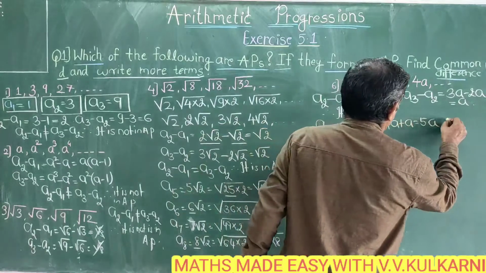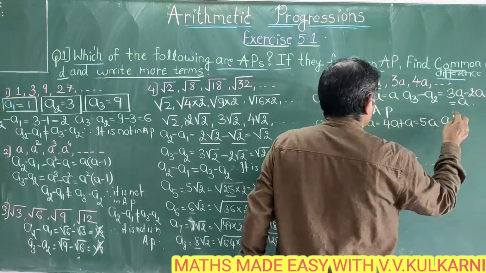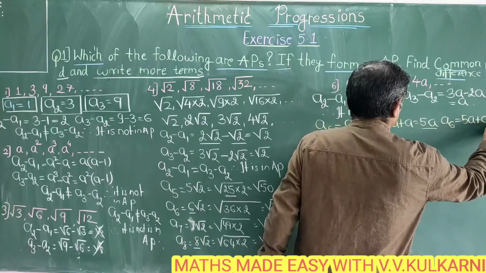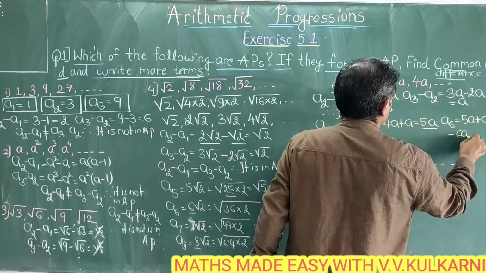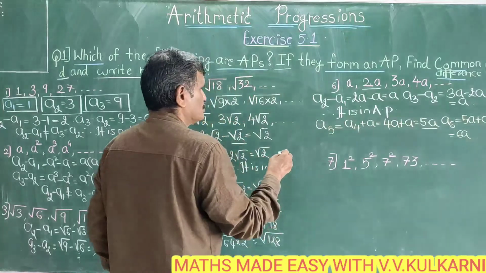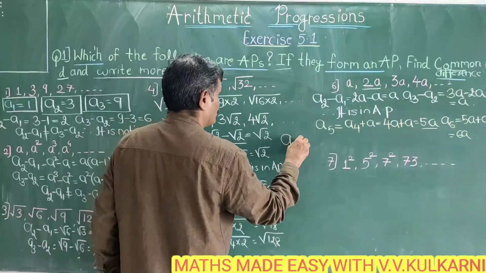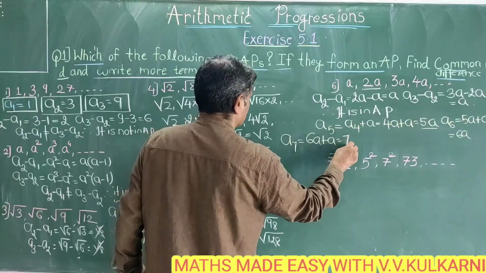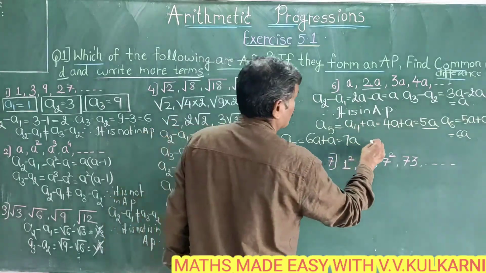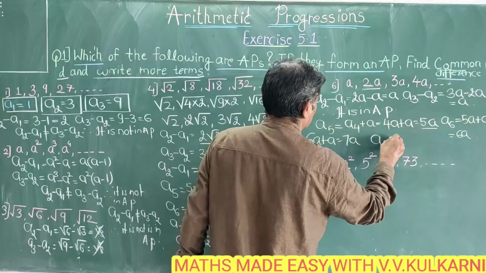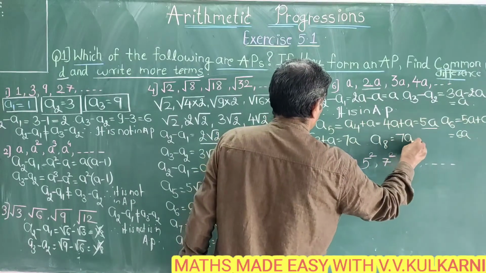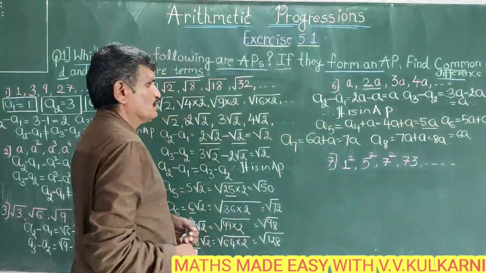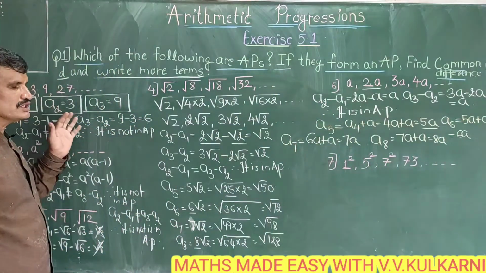Sixth term is what? Fifth term plus common difference, that is A, that is equal to how much? 6A. Seventh term will be equal to what? 6A plus 1A. Eighth term will be equal to what? 7A plus 1A.